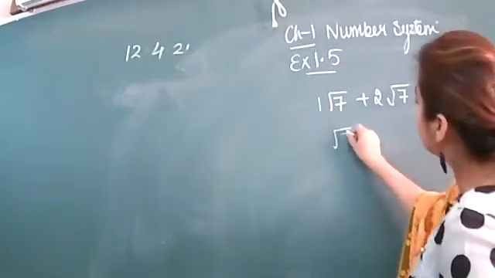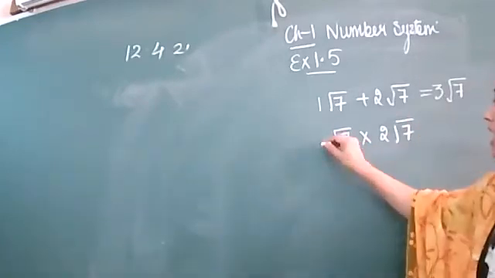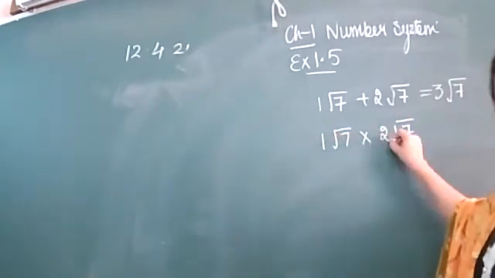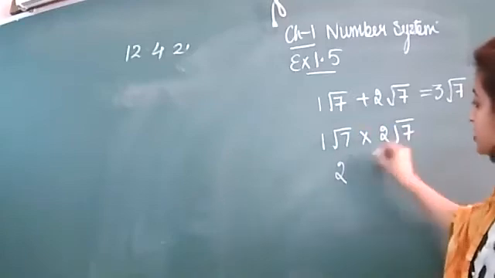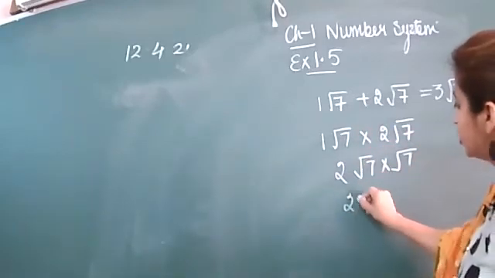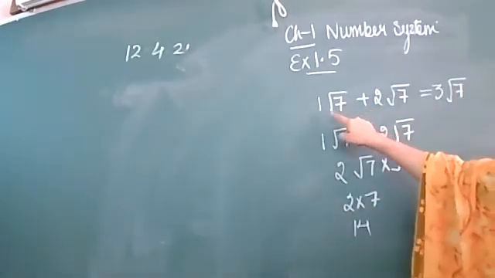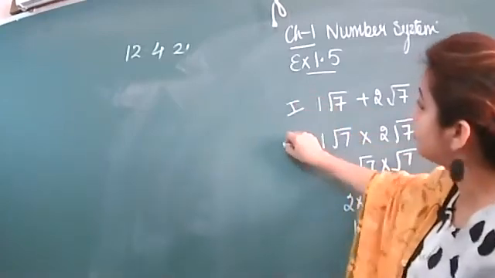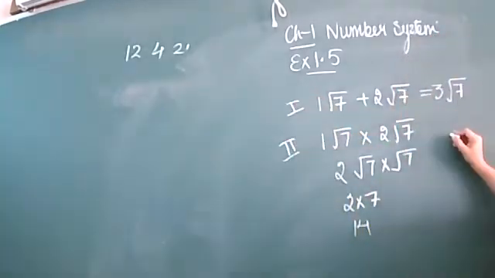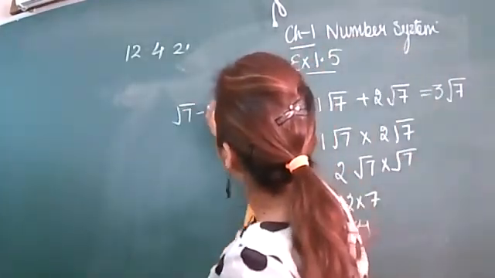But if you want to multiply these same numbers, what you will do, this outer number will be multiplied with this number, 2 ones are 2, and root 7 into root 7 will give you 7. So 2 sevens are 14. Got it? Now, in the first I have added the same number, in this I have multiplied. Now let's subtract this same number.